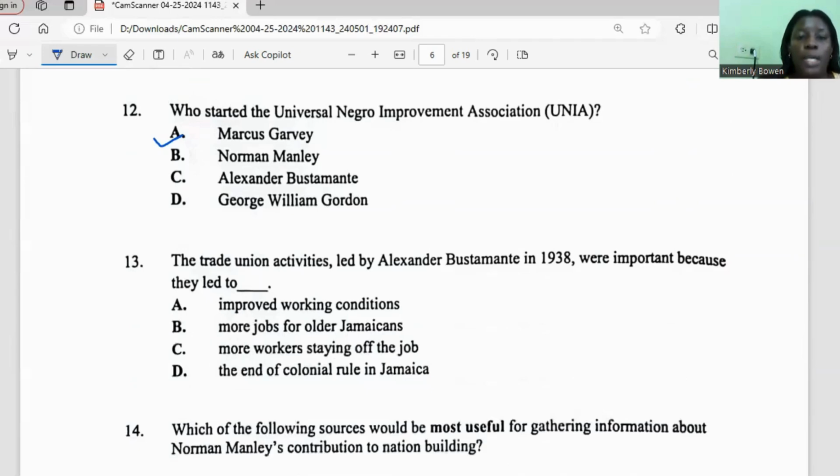The trade union activities led by Alexander Bustamante in 1938 were important because they led to improved working conditions, more jobs for older Jamaicans, more workers staying off jobs, the end of colonial rule in Jamaica. And the correct answer is A, it improved working conditions.